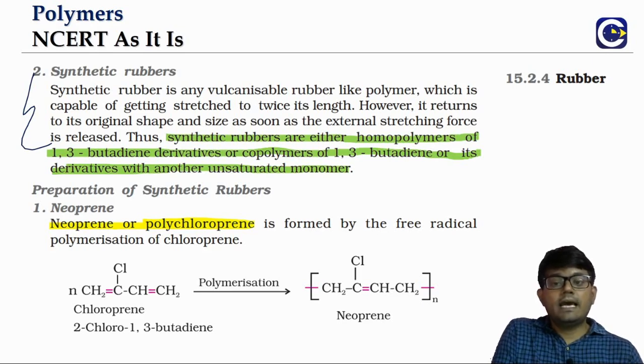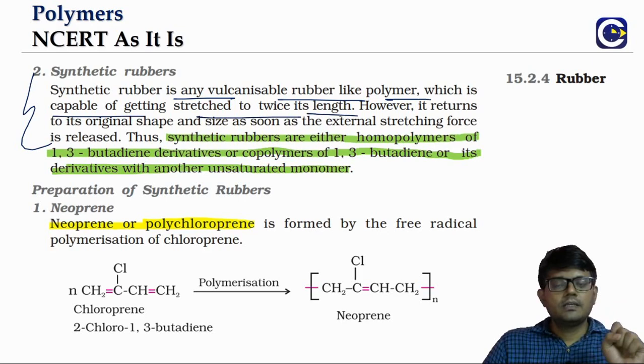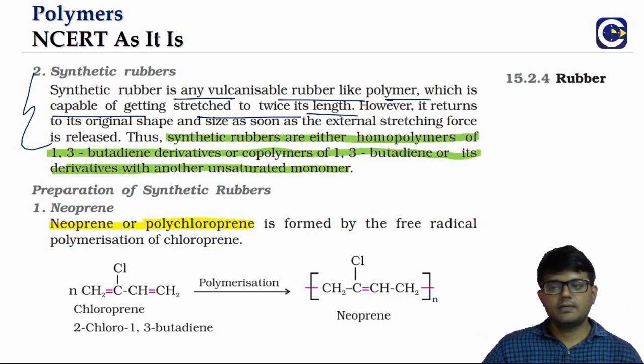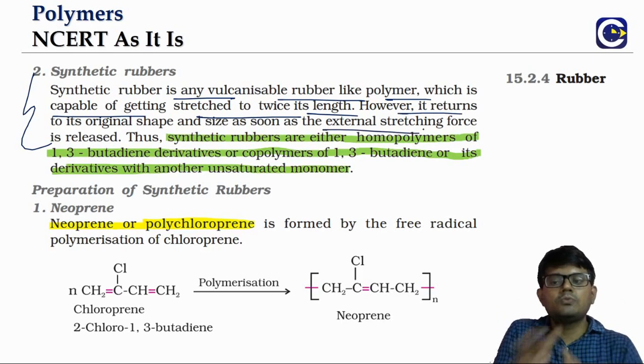What are those basically? They are any vulcanizable rubber-like polymer which is capable of getting stretched to twice its length. Basically what you are talking about is elastic property. So whichever polymer can undergo vulcanization and have the elastic properties, that is what we can call the synthetic rubber. But this should return back to the original shape and size as and when we remove the external stretching forces.